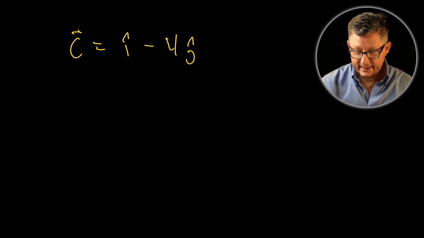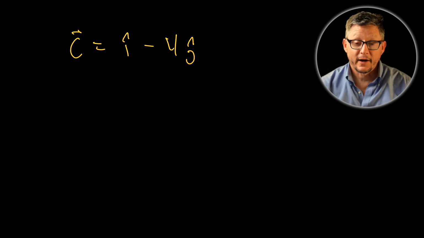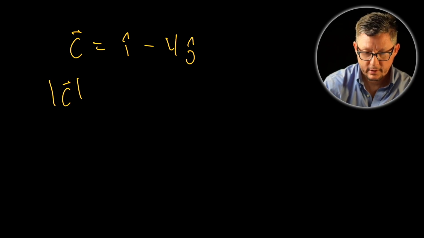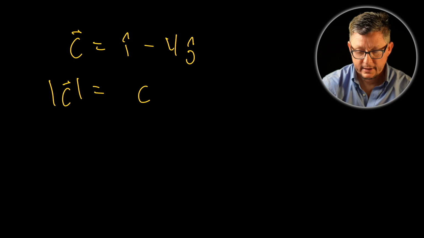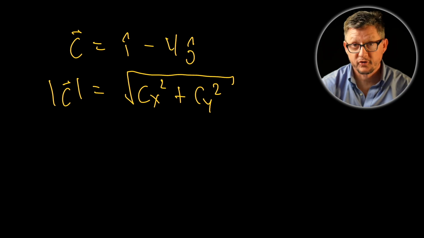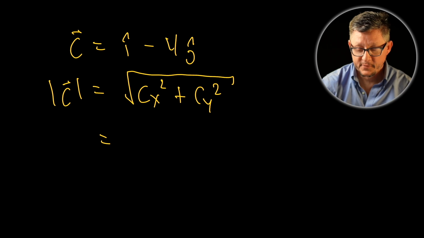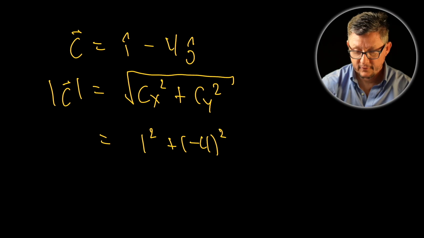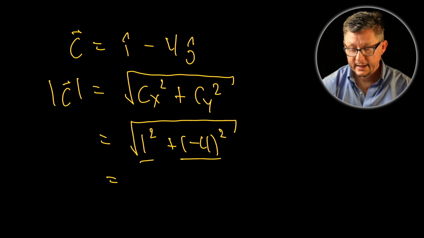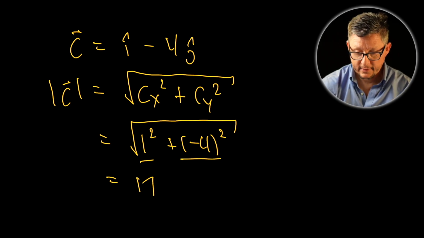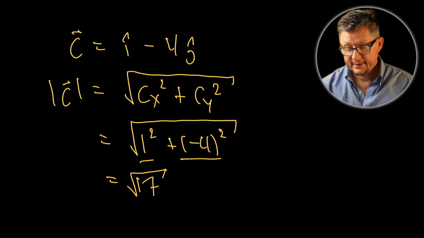All right, given that C is I hat minus 4 J hat, let's find its magnitude. The magnitude of a vector, we'll just do it in general, is x component squared plus y component squared, since we're dealing with a 2-dimensional vector. So we have CX squared plus CY squared. In the particular case of interest here, CX is 1, so we have 1 squared is 1. And then CY is negative 4. We take the square root. 1 squared is 1. Negative 4 squared is 16. So we get the square root of 17. So the magnitude of C is the square root of 17.